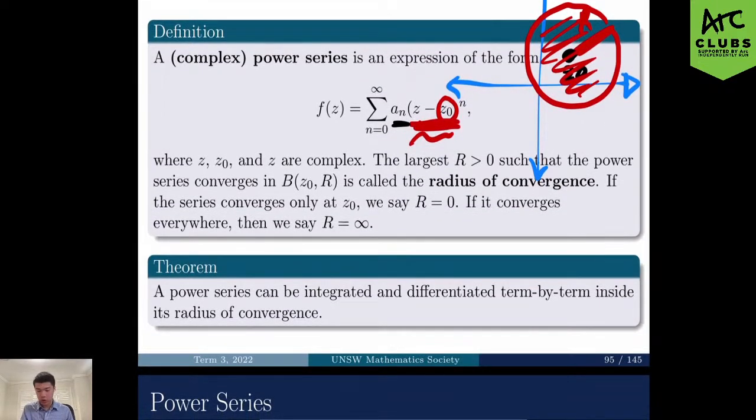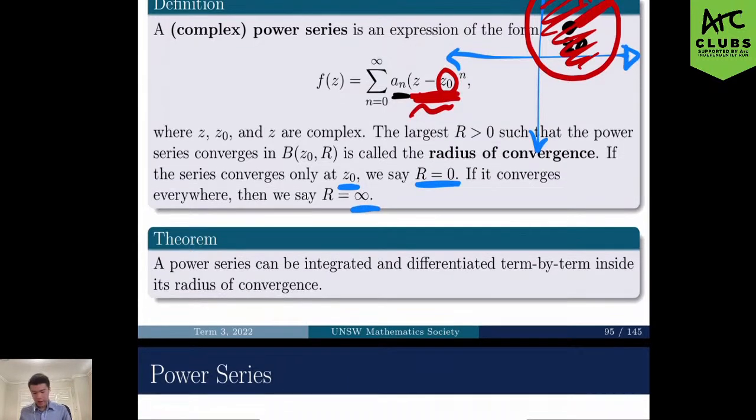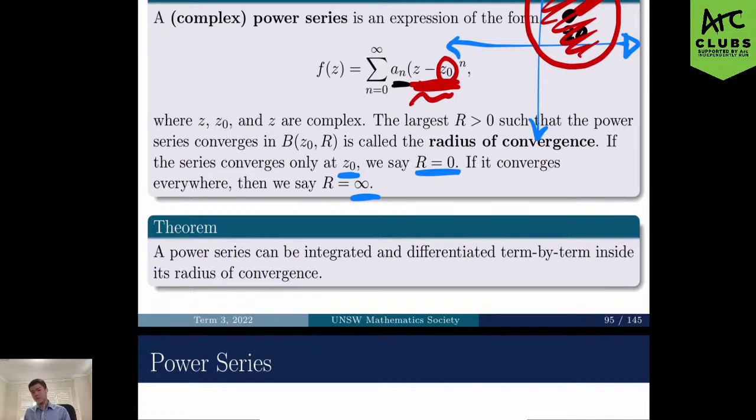So we have a few special rules. If the series only converges at z0, meaning it's not defined outside, we say r is equal to 0. If it converges everywhere, so it's defined everywhere, then r is equal to infinity. And an interesting theorem that we'll use to calculate the exact values of power series is that a power series can be integrated and differentiated term by term, which means that if you want to differentiate this entire thing, you can just differentiate the individual terms and then sum them all up.